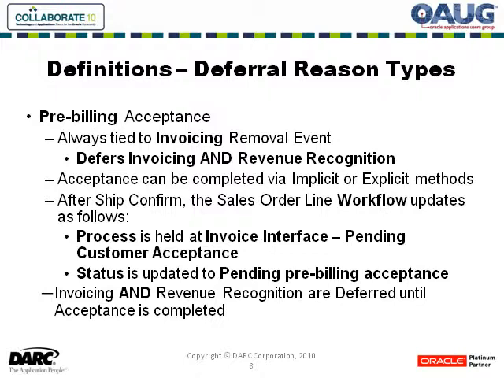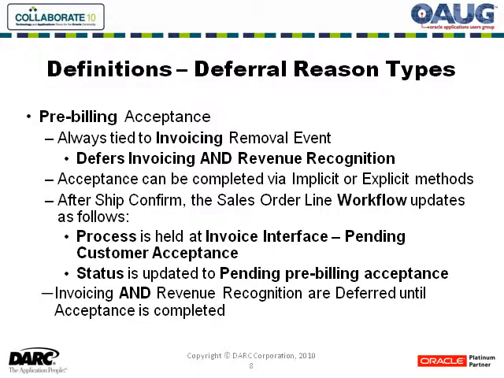Now we're going to go over the definitions for the terms that are used in the customer acceptance process. The first are deferral reason types, which are also called revenue contingencies in AR, and in order management, they're called acceptance names. The first deferral reason type is pre-billing acceptance, and as it's named, pre-billing, pre-invoicing, this acceptance deferral is always tied to invoicing removal event. It defers invoicing and revenue recognition. The acceptance process can be completed via implicit or explicit methods, and we'll go over those definitions as soon as we finish discussing the deferral reason types.